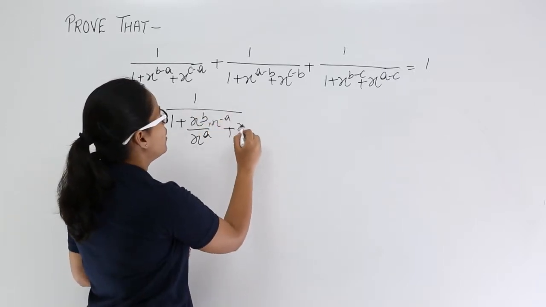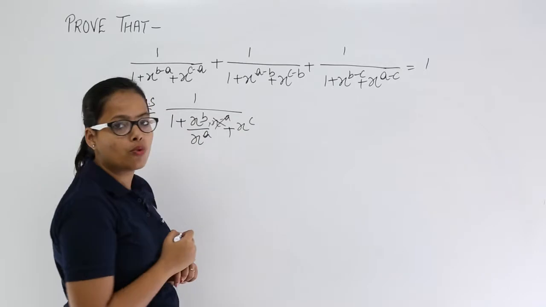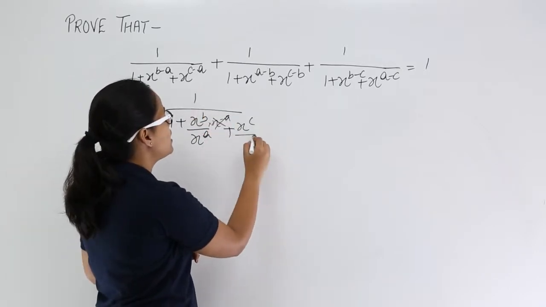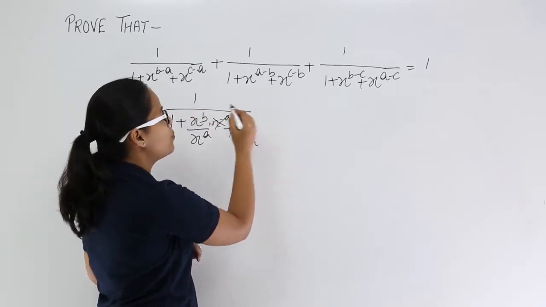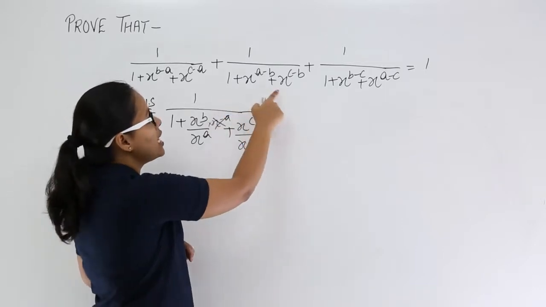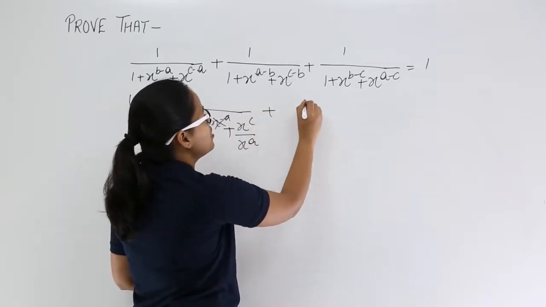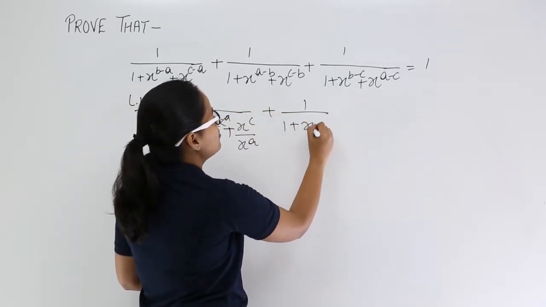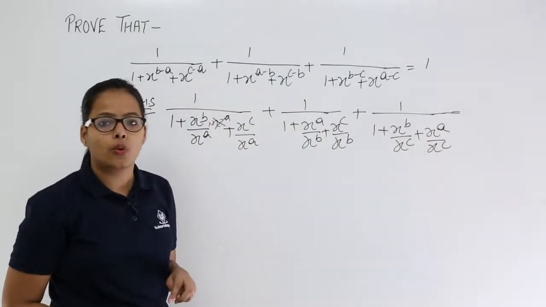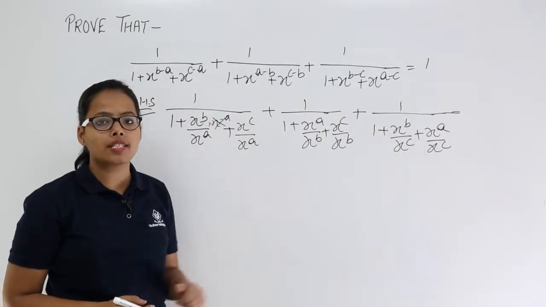Now you can write this as x raised to power c divided by x raised to power a. Now let's do the same thing for these two expressions. You can write this as, okay, I hope there should be no doubt in this step.